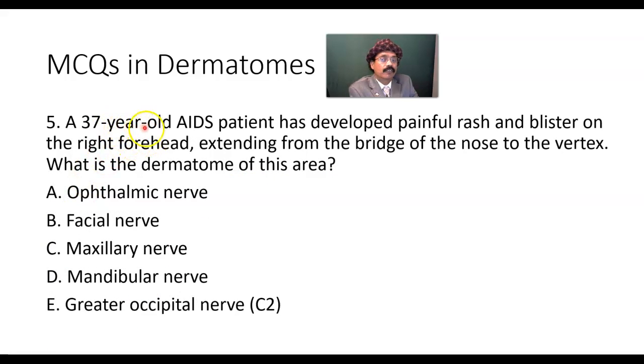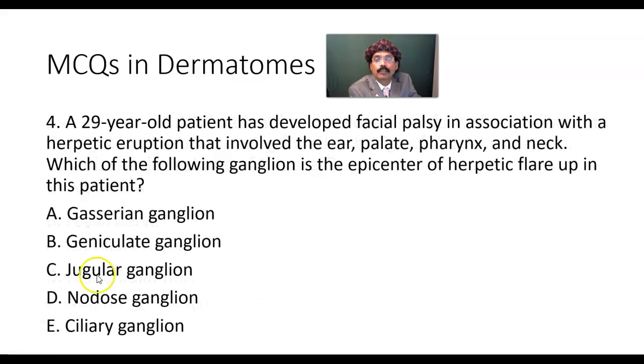A 37-year-old AIDS patient has developed a painful rash and blister on the right forehead, extending from the bridge of the nose to the vertex. What is the dermatome of this area? From the bridge of the nose to the vertex, the dermatome should be the ophthalmic nerve. We got that. Previously, we got the geniculate ganglion here.